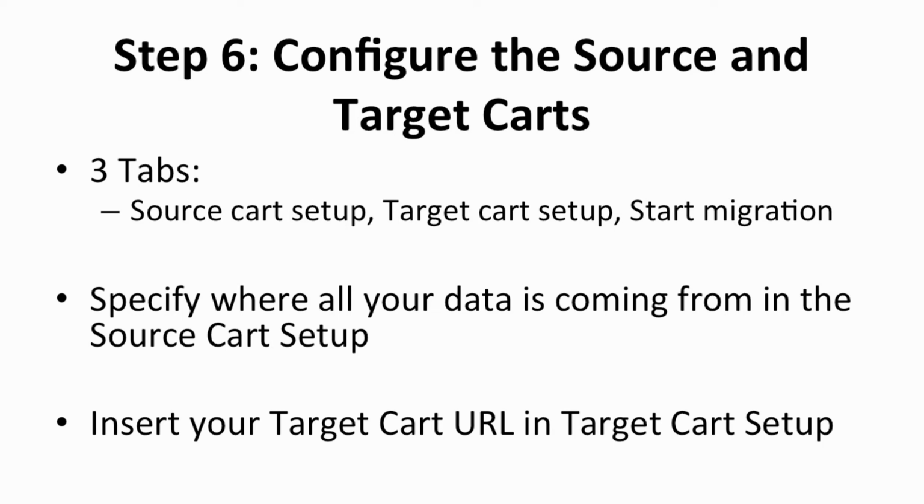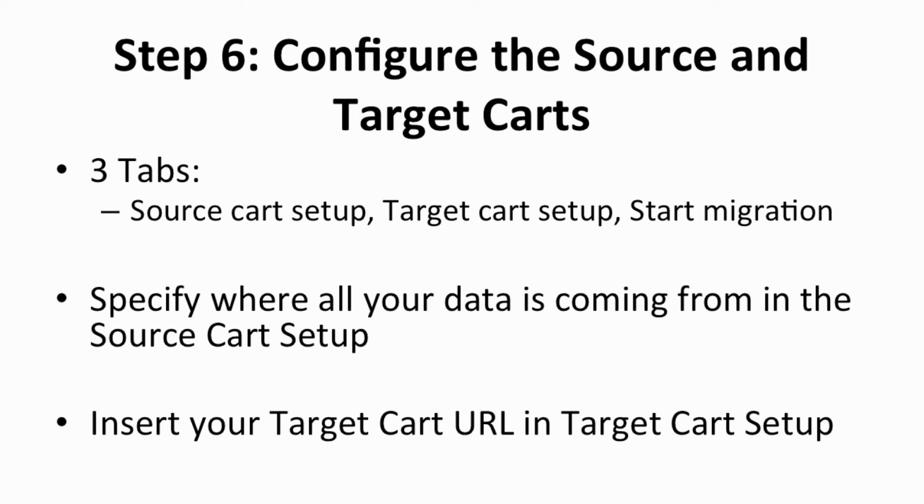In the Source Cart Setup, tell the migration where all your data is coming from. In this case, you will choose BigCommerce as your source, and then add in the URL link to your old store. Moving on to the Target Cart Setup, you will need to fill in here the new platform that you're going to use, which is Shopify in this case.